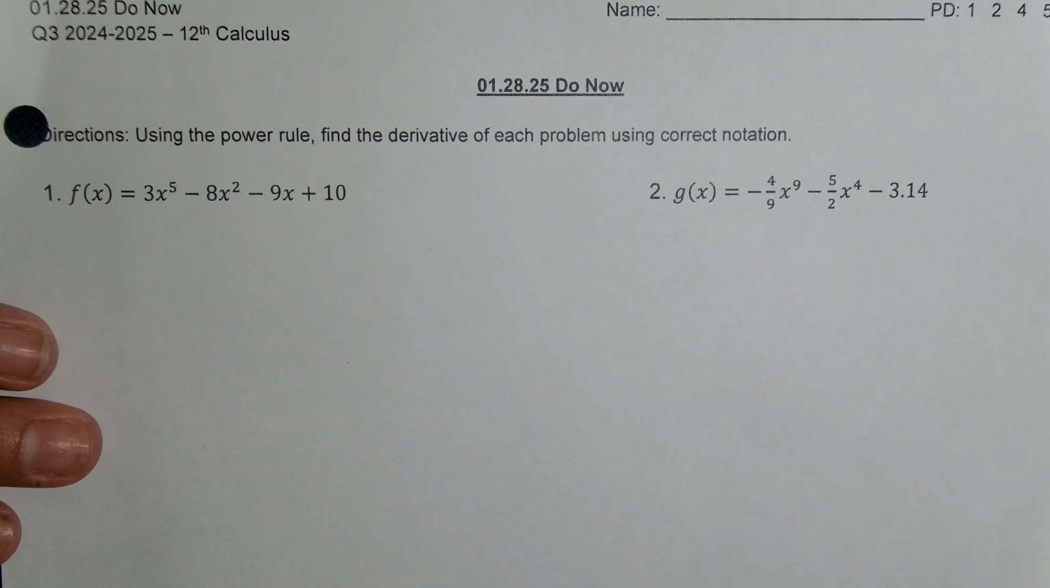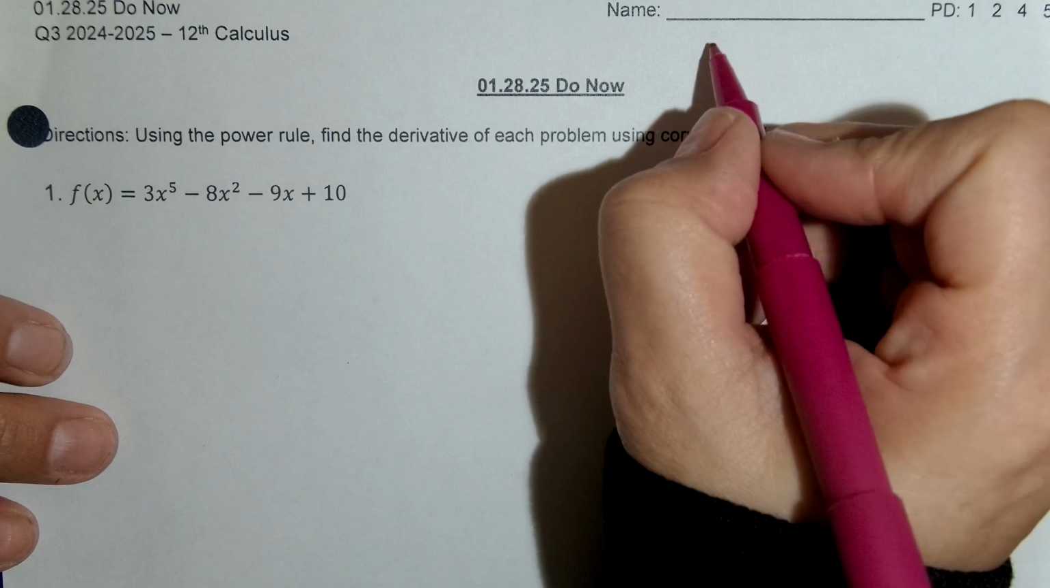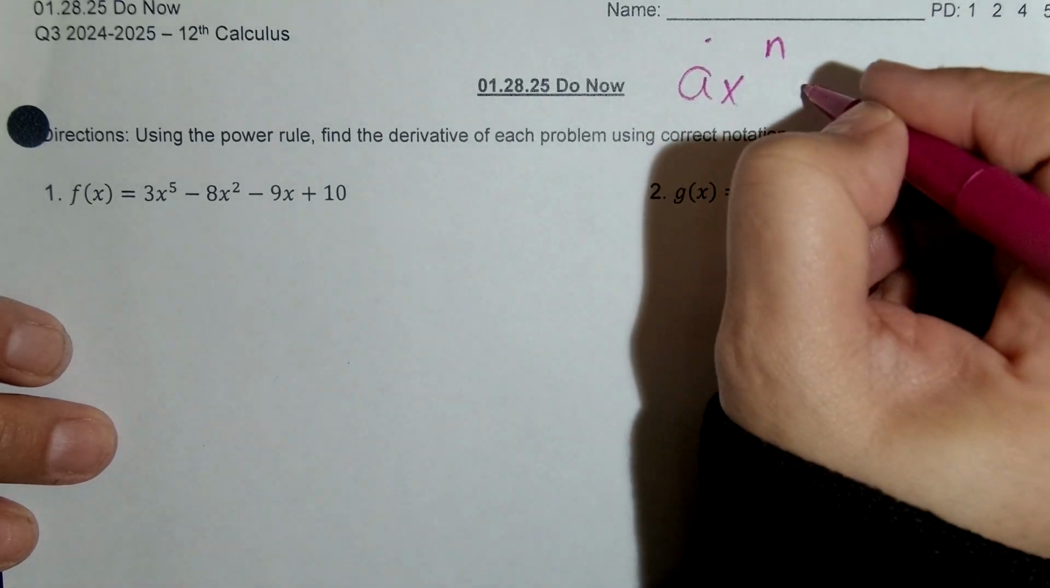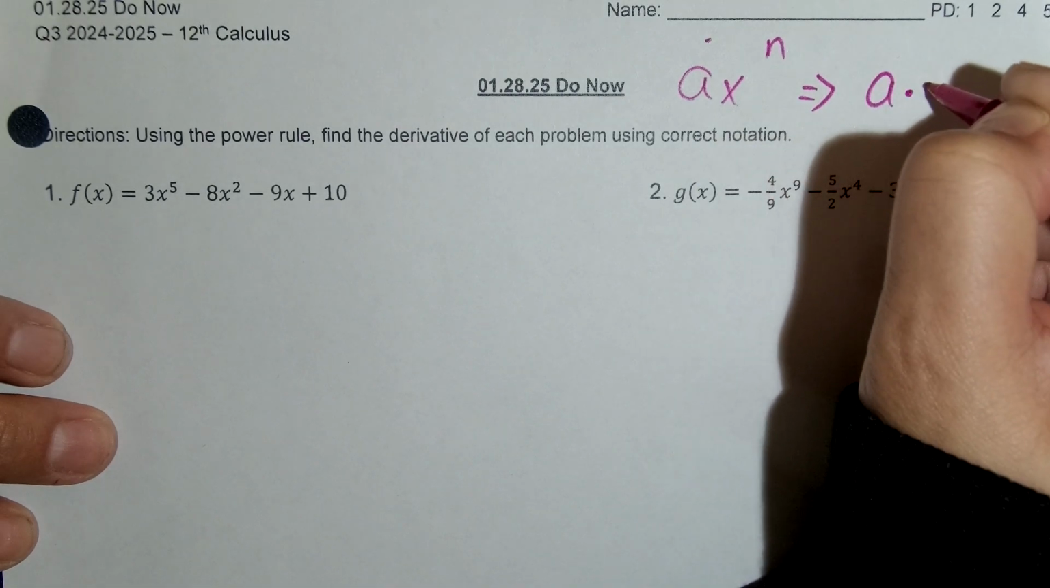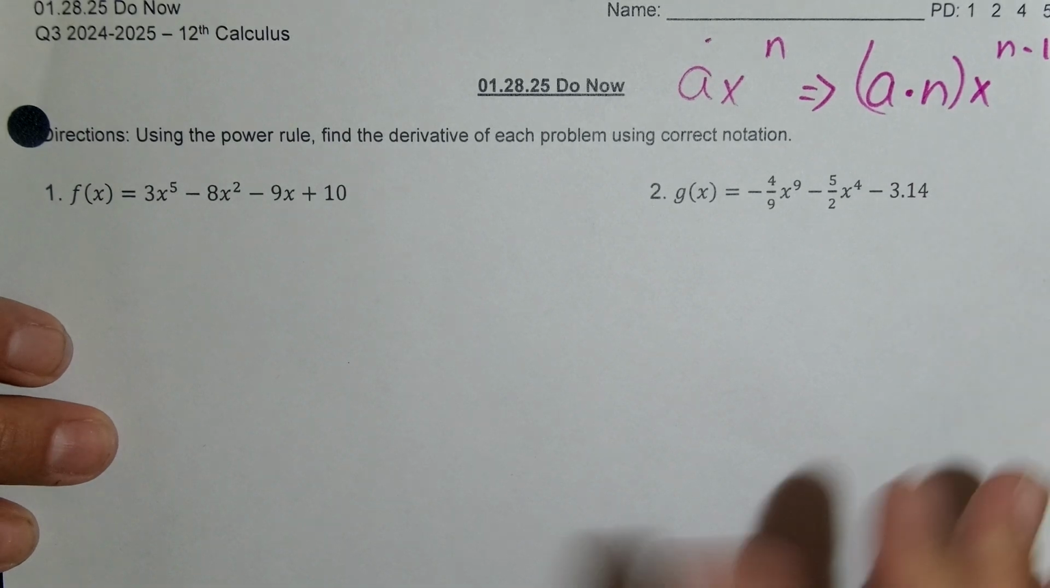All you have to do is go to your notes and give me the formula. Brian? A x to the n, and in parentheses, a times n, and in parentheses, x to the n minus 1. Very good. Okay.